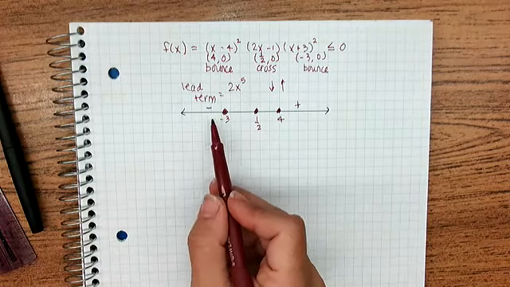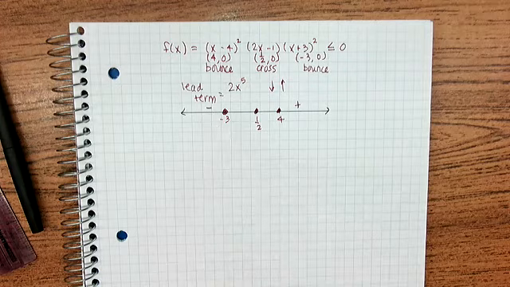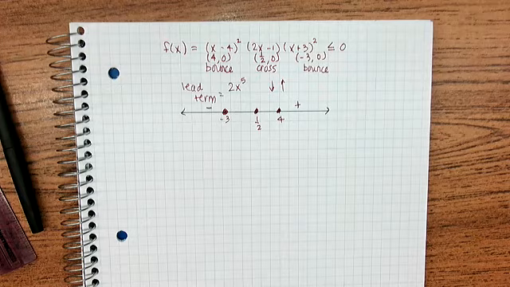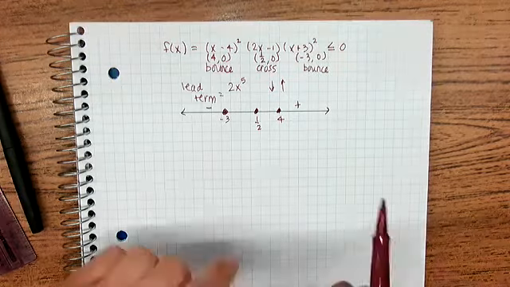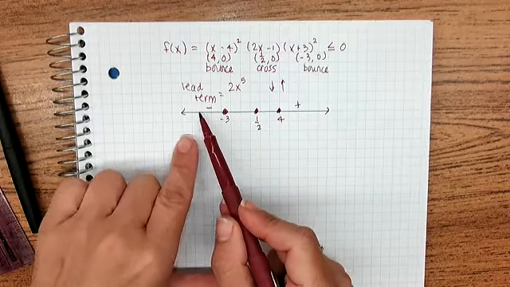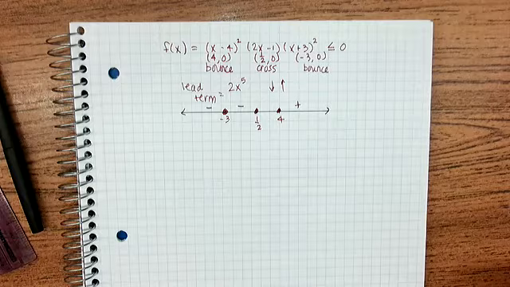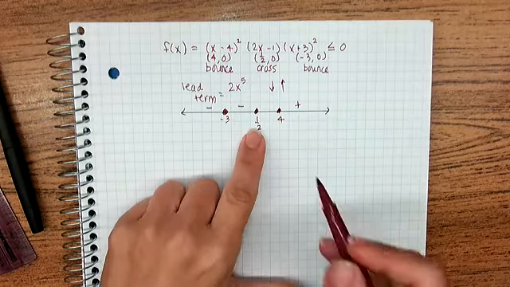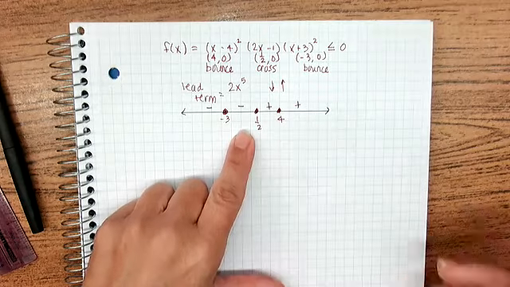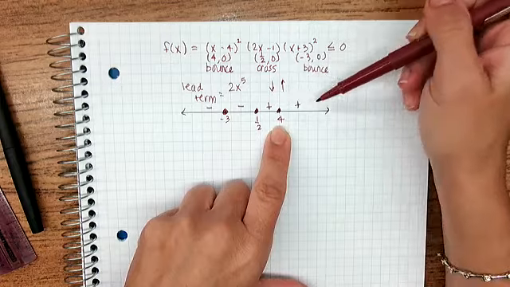Some people like to put their negative sign below the number line. I don't do that, but if it's confusing to you, I'm just indicating that from negative infinity to -3, the y values are negative. Well, guess what? At -3, we bounce. So if the y values were negative to the left, they're going to stay negative to the right. At 1/2, we cross. So we switch from being negative to being positive. And at 4, we bounce. So guess what? That matches.